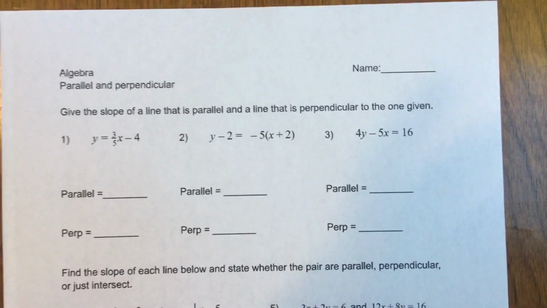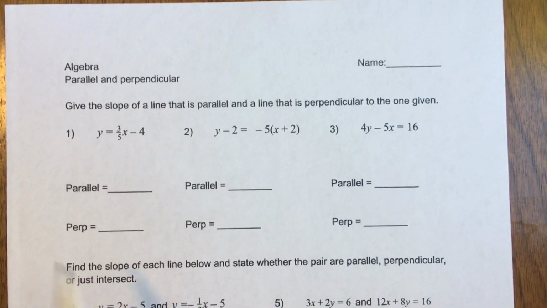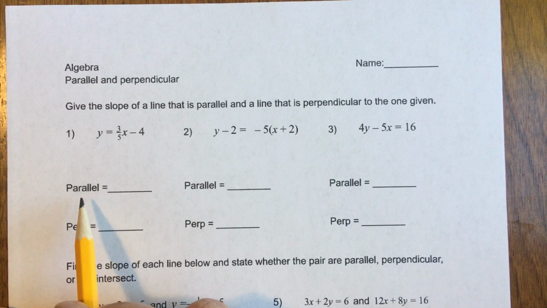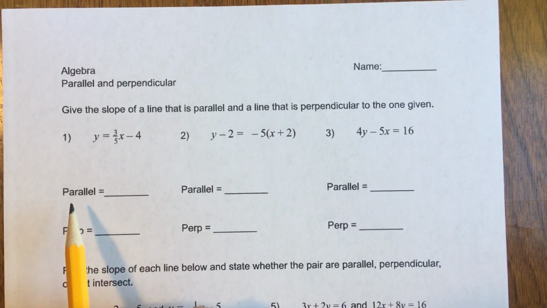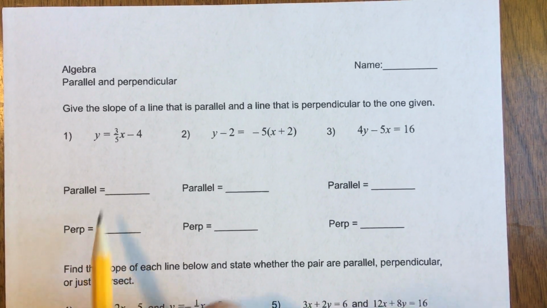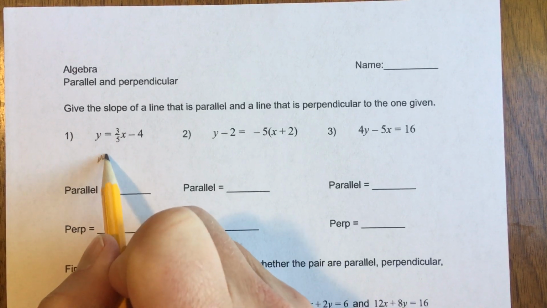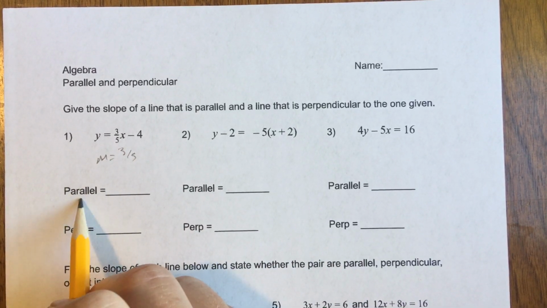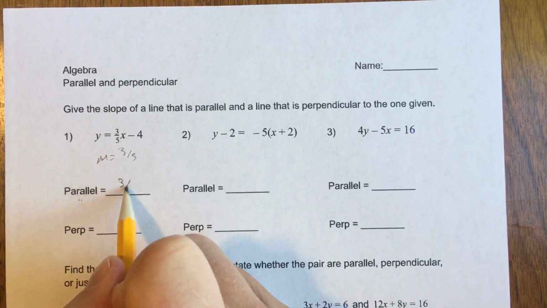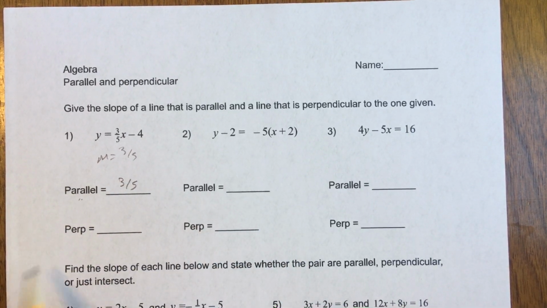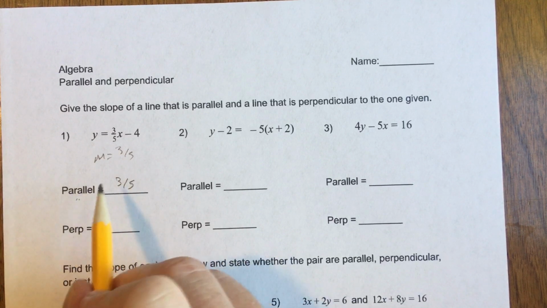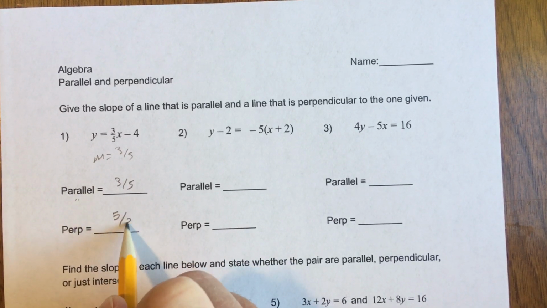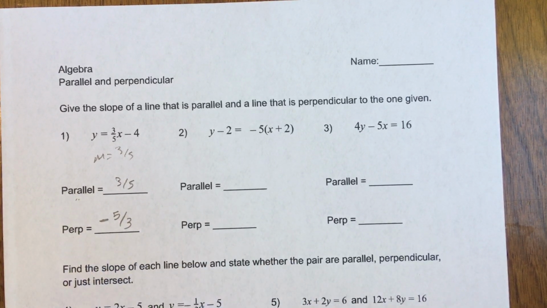All right, this is the parallel and perpendicular worksheet. For the first three, you're just supposed to tell, of a line, what would be the slope of a line that's parallel to what you're seeing and perpendicular to what you're seeing? So this line has a slope of 3/5. If we're parallel, that means we have the same slope, so we'd have exactly the same as that. We'd have a slope of 3/5. If we were perpendicular, that slope would flip over and we'd change it from a positive to a negative.